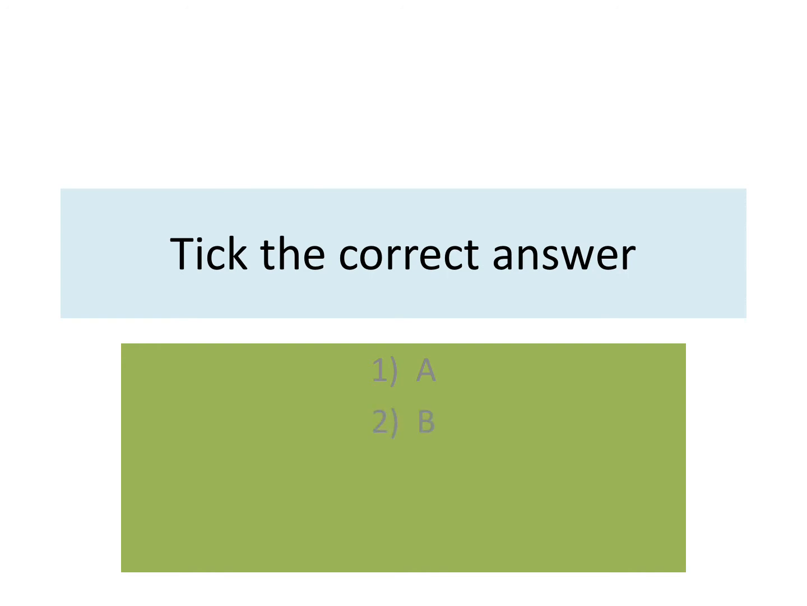Then, second question. One feature of submerged plants is that they have many stomata. They do not have stomata. Their leaves are broad. They have stems with air pockets. Which is the correct answer? They do not have stomata. Answer B.